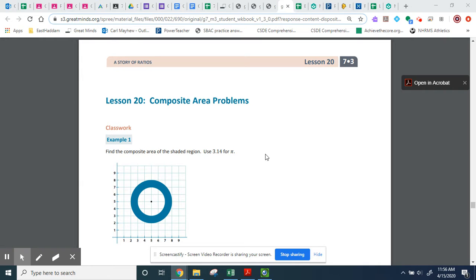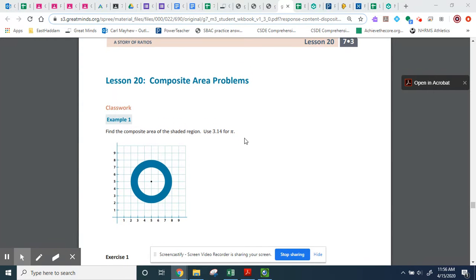Today, we're going to be doing just a few examples in terms of composite area. Composite area is where we're either taking areas and putting them together or taking two areas and subtracting them to find an unknown amount. This is going to be in lesson 20 in your book, and I've already copied down the three examples that I want to talk about today, starting with this first example here.